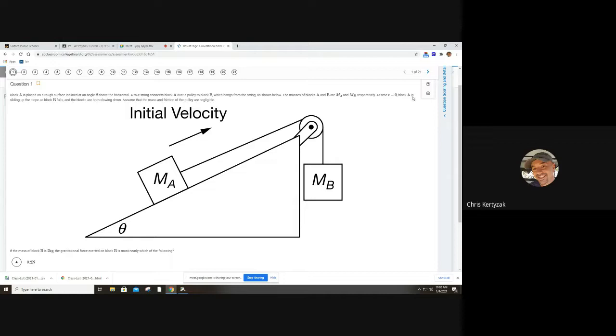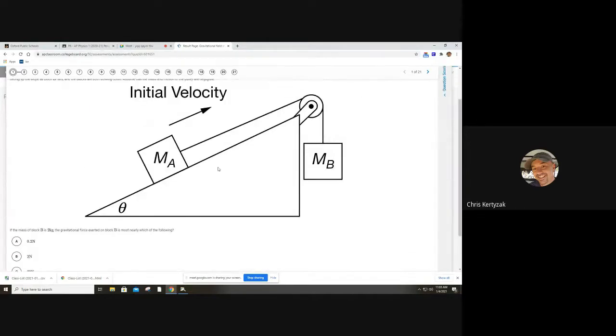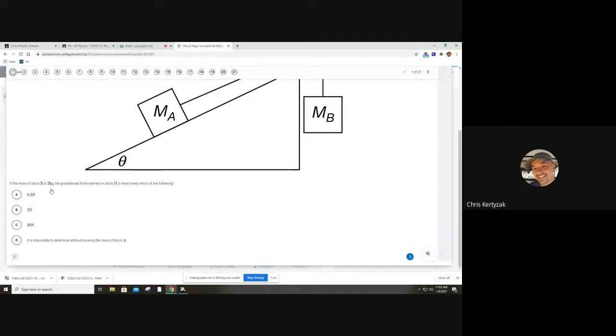At time t equals 0, block A is sliding up the slope, indicated by the velocity vector showing it's moving up the slope, as block B falls. And the blocks are both slowing down. Assume that the pulley has negligible mass, not a lot, and that the string itself also has negligible mass. All right, what's the question? If the mass of block B is 2 kilograms, what is the gravitational force exerted on block B?